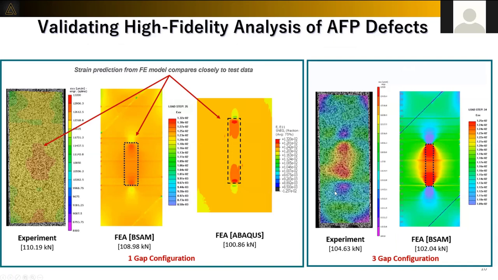Here's a closer look at the ARAMIS reading for a single gap. So here you're looking at the strain comparison for the ARAMIS reading. And then over here, this particular element had three gaps back to back. That's why you see a higher strain concentration around the gap. So you can see very good correlation to the actual analysis data, which gives us a pretty good idea that we are in the right direction in our analysis.